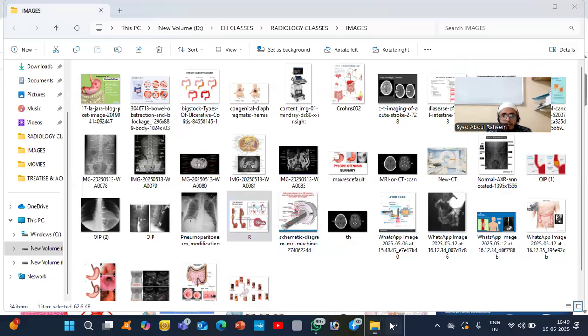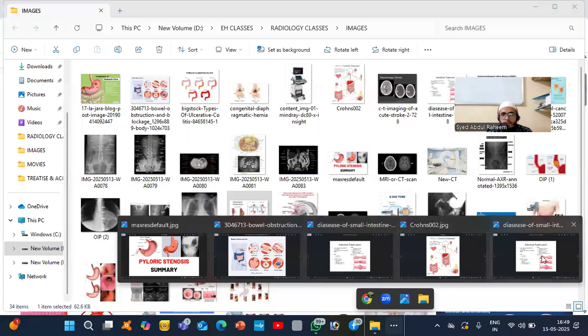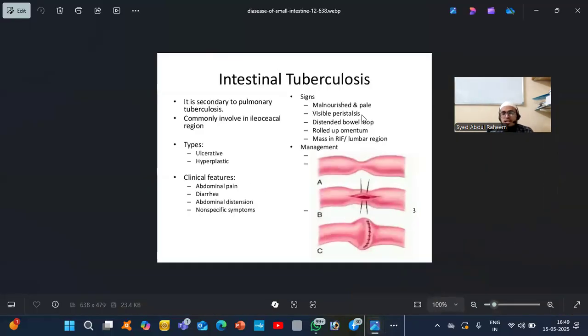Okay, till then we'll discuss these two things. First is intestinal TB. This is not pulmonary TB; pulmonary TB is the infection of the lung, tuberculosis. Intestinal TB mostly happens in the ileocecal region, where the large intestine and small intestine meet. We have two types of TB, that is ulcer type and hyperplastic type.